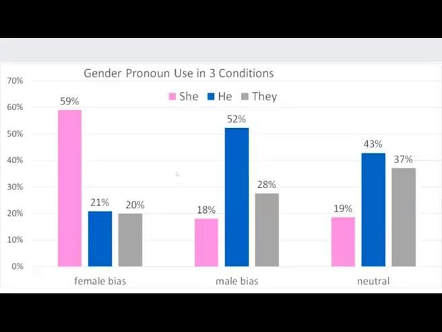This is a graph showing the spread of the three personal gender pronouns used within each of the three conditions: female bias, male bias, and neutral condition. We could clearly see that participants answered she the most in female bias questions, and he the most in male bias questions. It's also interesting to notice that people answered more he's than they's in a neutral condition.